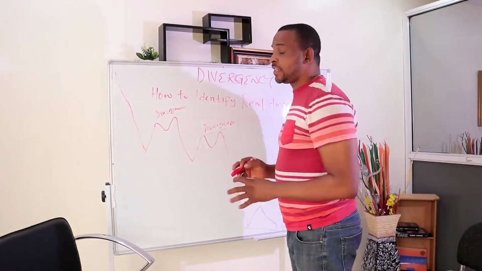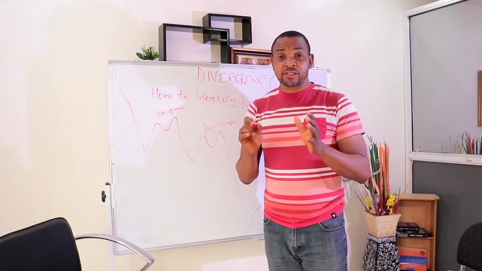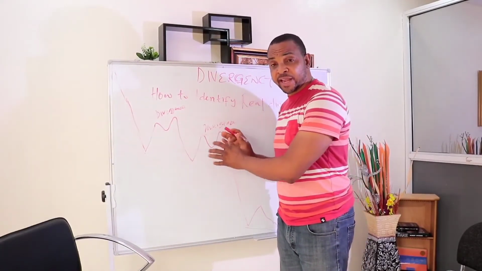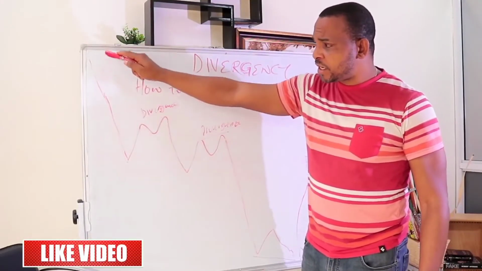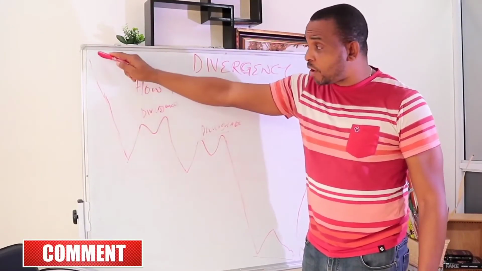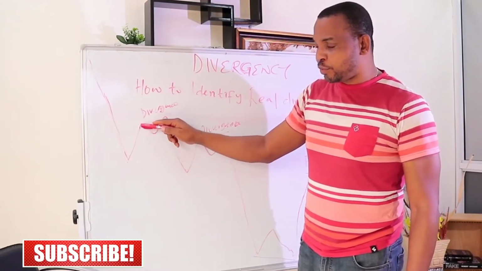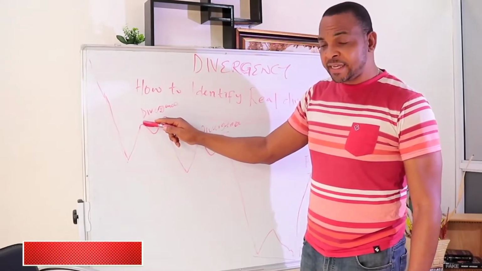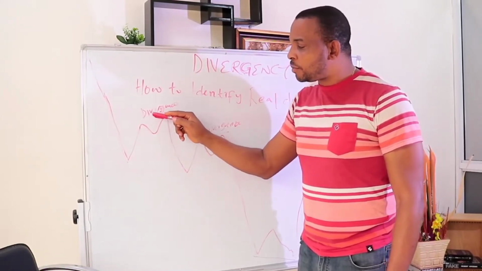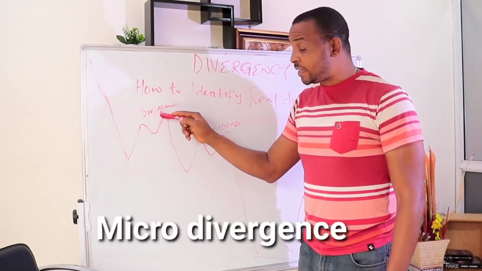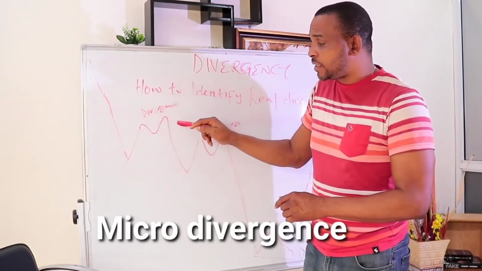Okay, this is how to identify fake divergence. You have to pay serious attention to this explanation. Let's say this is the trend. The trend has been this way, coming from this level to this place. This is the first pullback, and this pullback created this divergence. This divergence becomes micro divergence, and it reverses the market.